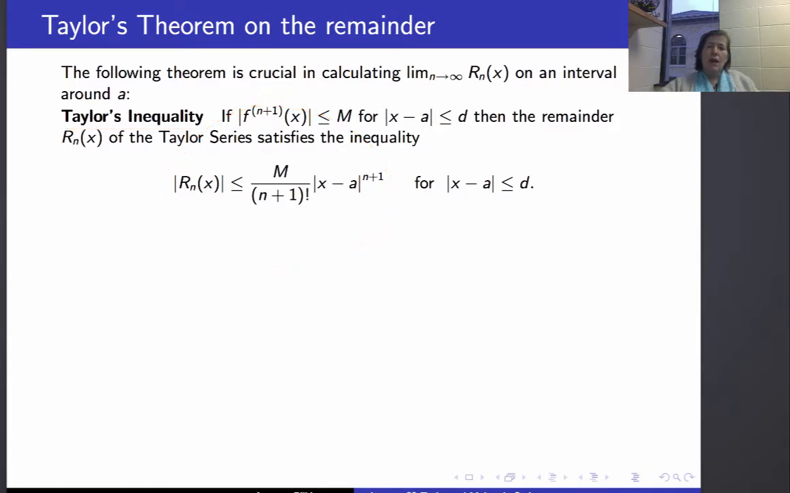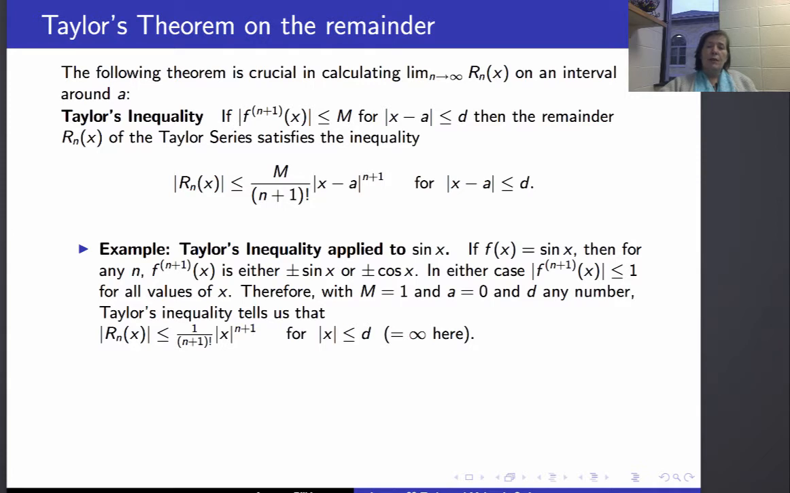So for any fixed n, and any x between, say, a minus d and a plus d, where d is some number, if the absolute value of the n plus 1th derivative at x is less than or equal to some fixed number M, then the remainder Rn of x of the Taylor series has the following property. Its absolute value is less than or equal to M over n plus 1 factorial times the absolute value of x minus a to the n plus 1. And this holds for all values of x between a minus d and a plus d. Now this is kind of complicated to digest, but let's see how it applies in an example.